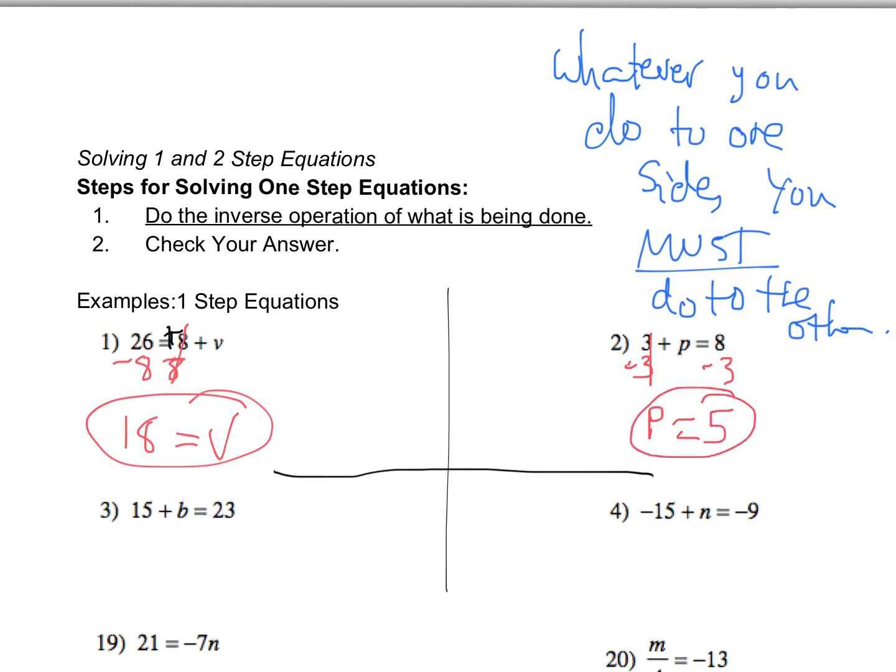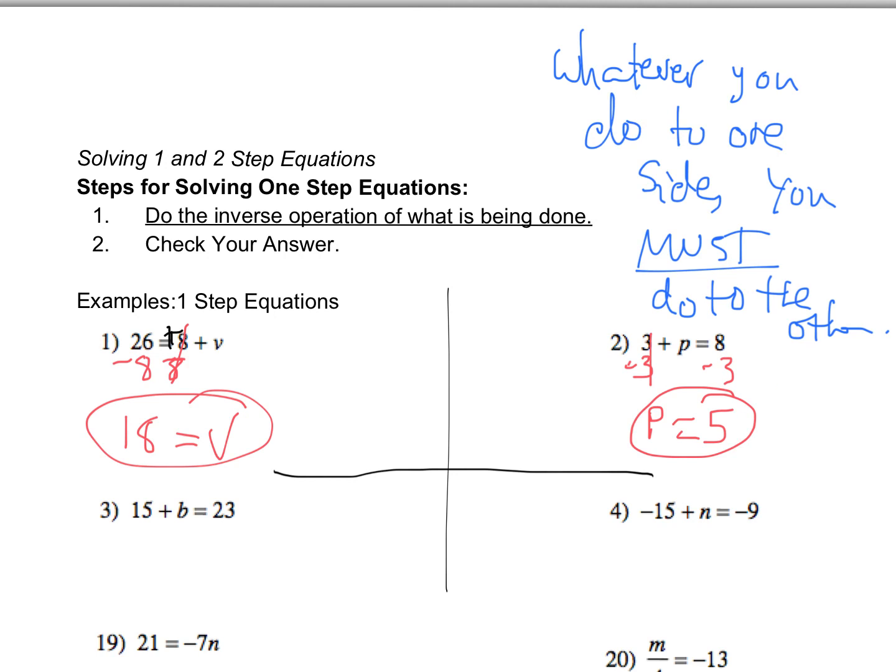Now I'm going to show you how to check it. For this one, we would put the variable back in for v. So does 8 plus 18 equal 26? Yes. So we know we got it right. On number 2, to check it, we put 5 in for p. So does 3 plus 5 equal 8? Yes. So we know we got it right.